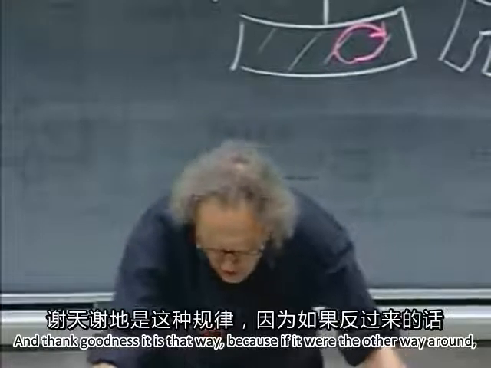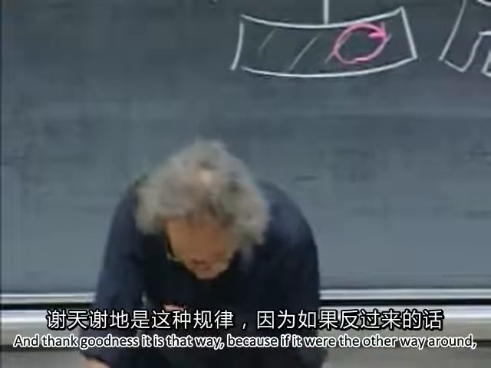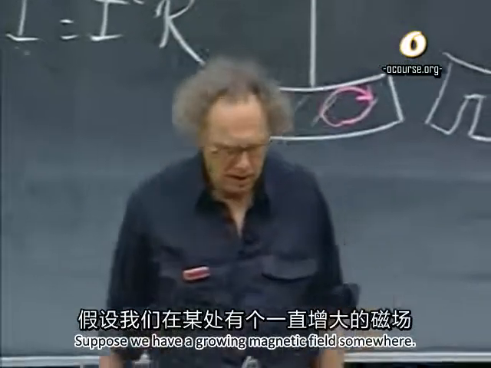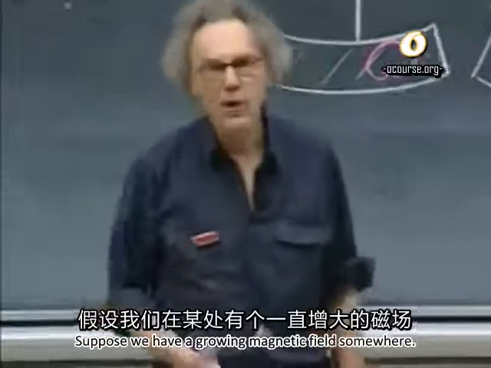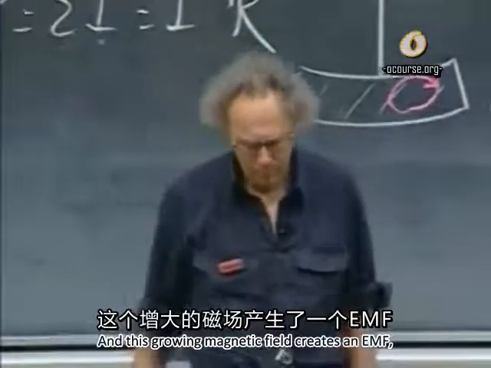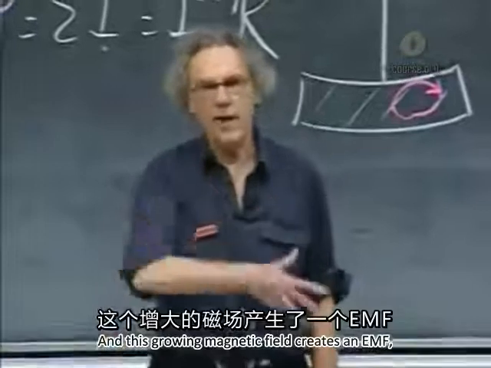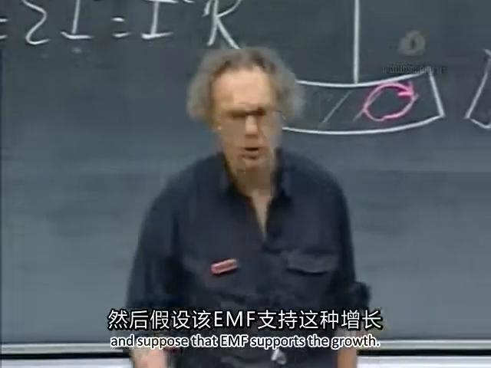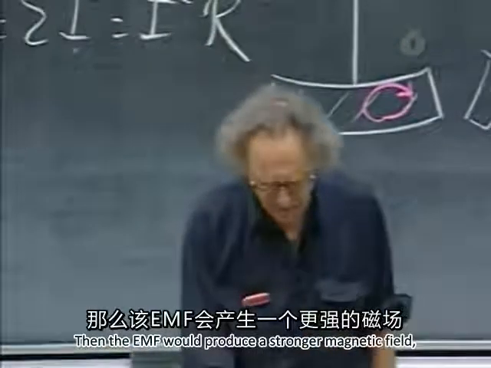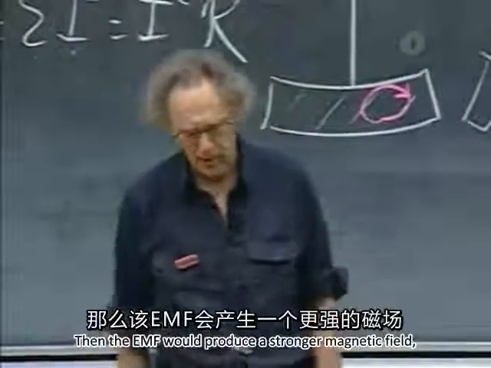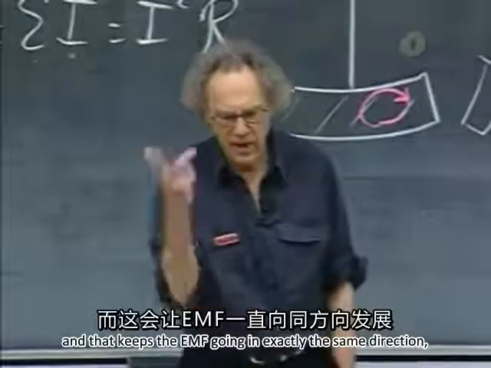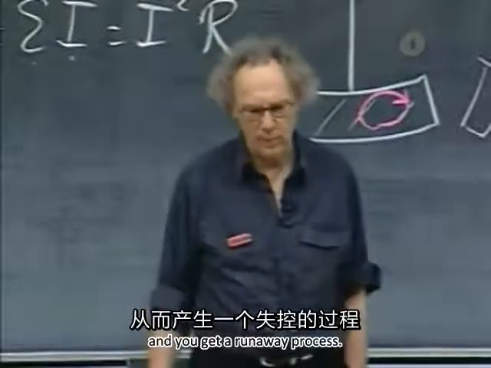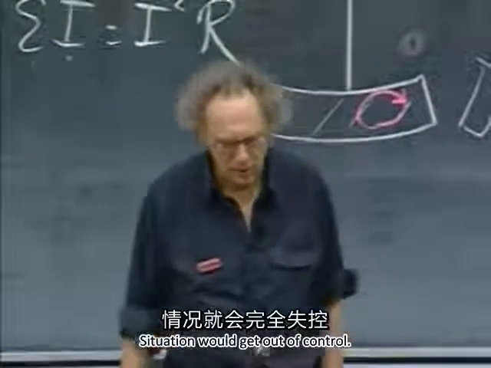And thank goodness it is that way, because if it were the other way around, our universe could not exist. And I'll give you an example. Suppose we have a growing magnetic field somewhere. And this growing magnetic field creates an EMF. And suppose that EMF supports the growth. Then the EMF would produce a stronger magnetic field. And that keeps the EMF going in exactly the same direction. And so the B field would become even stronger and you get a runaway process. Situation would get out of control.